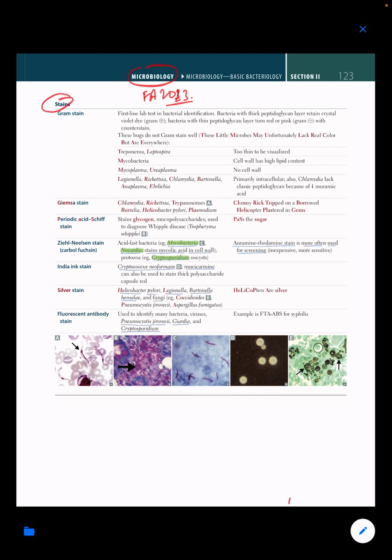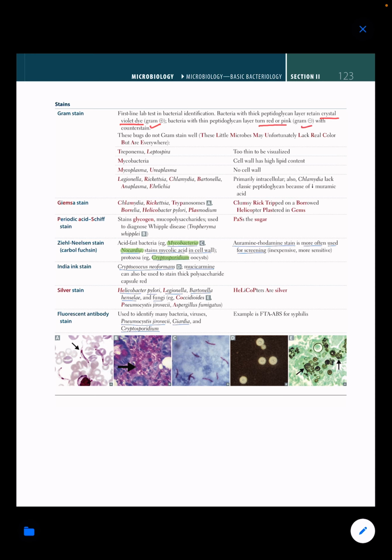All right. So the first one is gram stain. In this gram stain, we do bacterial identification by noting whether the stain is positive or negative. If the bacteria retain the crystal violet dye, then that's gram positive, and if it does not retain it and turns red or pink, then that's gram negative.